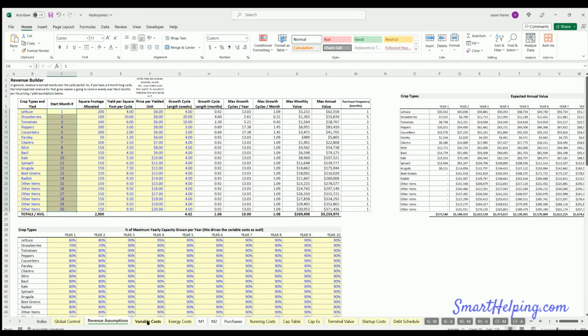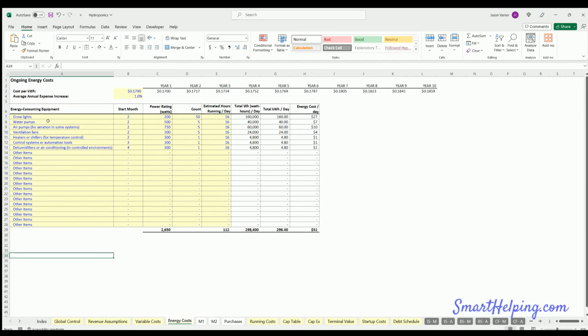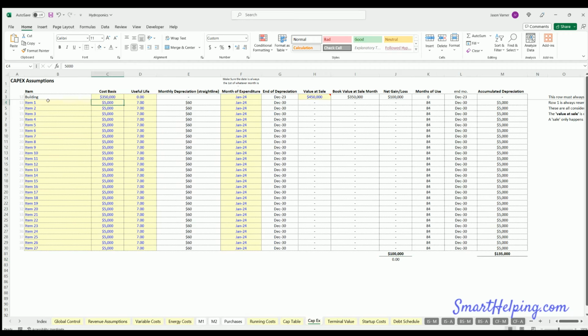You can also adjust the energy costs every time you scale out. You might have different equipment that's going to have different energy costs, which you'll account for. You'll also have different capex for the expansions, which you can also plan out here. Each expansion, the cost, useful life of the equipment and materials you're buying, as well as the month of expenditure. And again, here use the drop downs. Don't drag it. Just use the drop downs for these.